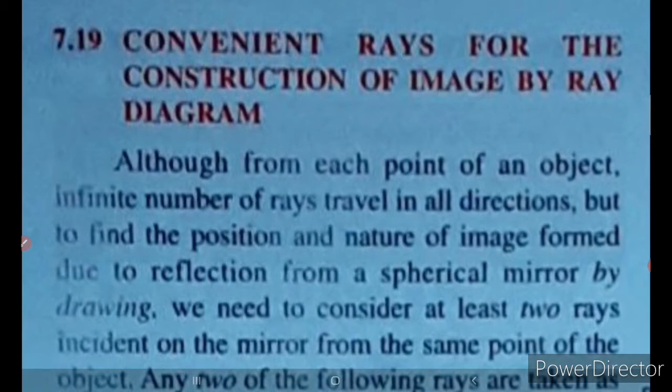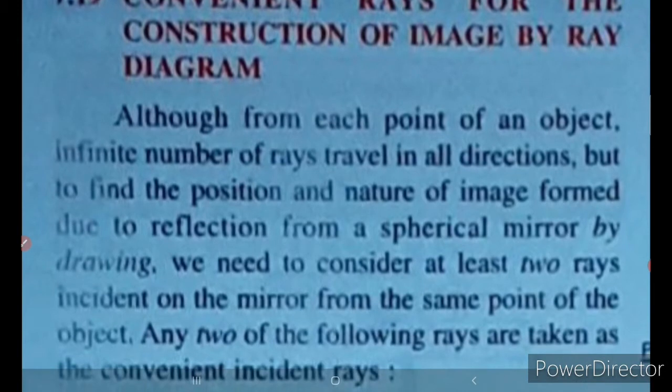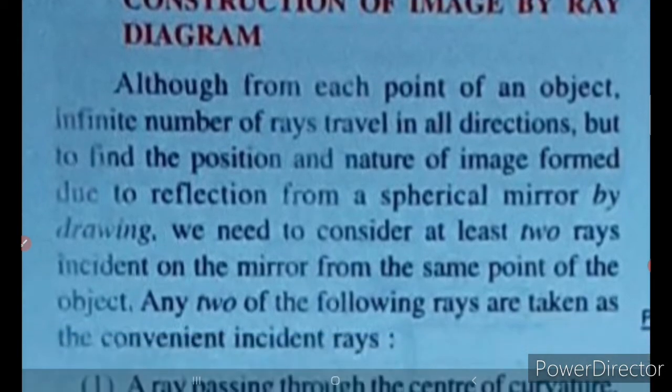Although from each point of an object an infinite number of rays travel in all directions, to find the position and the nature of the image formed due to reflection from a spherical mirror by drawing, we need to consider at least two rays incident on the mirror from the same point of the object. Any two of the following rays are taken as the convenient incident rays, right?